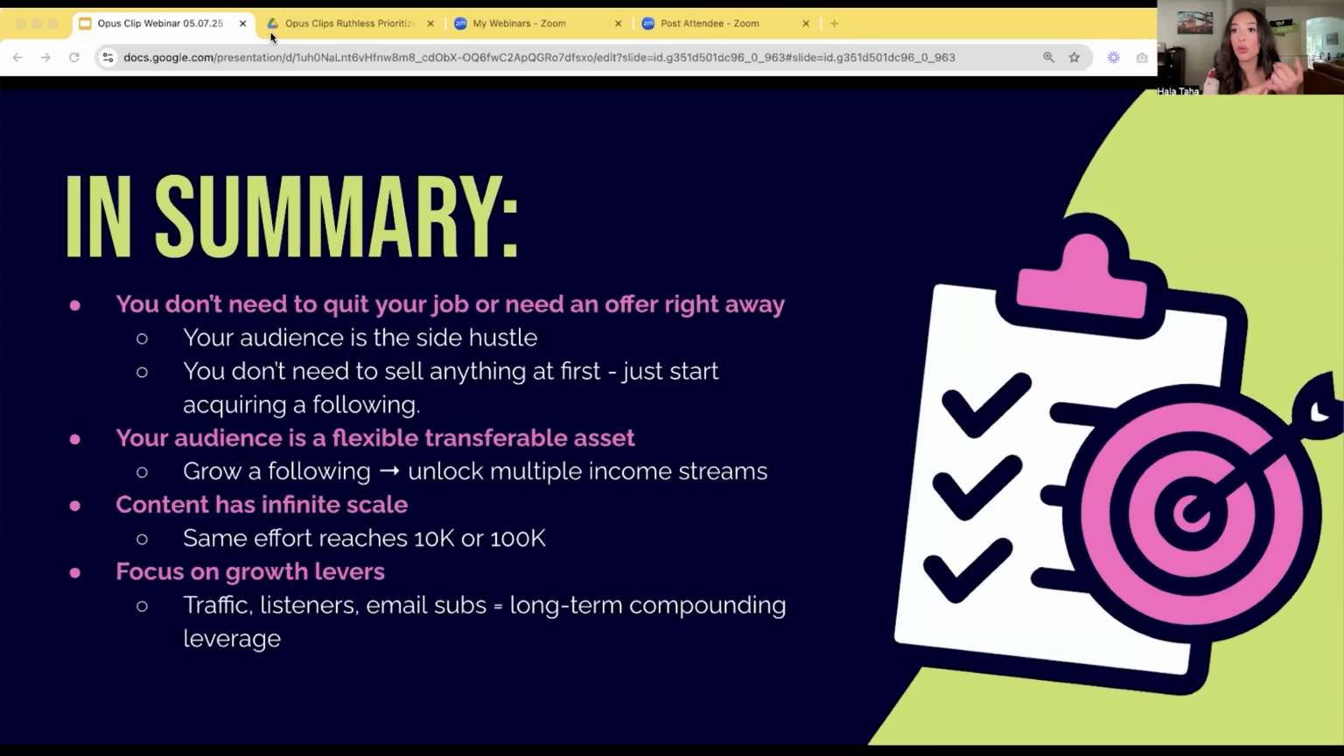So you get paid more per commercial when you have more of an audience. Platforms pay you more based on how many views that you have. You can charge more when you have social proof for your agency and so on. So it just has infinite scale, right? And you can just keep growing it and compounding it.